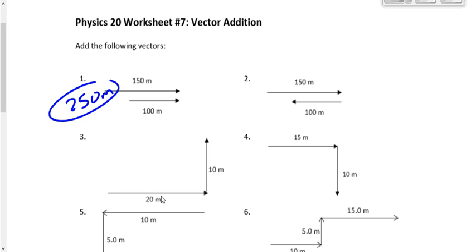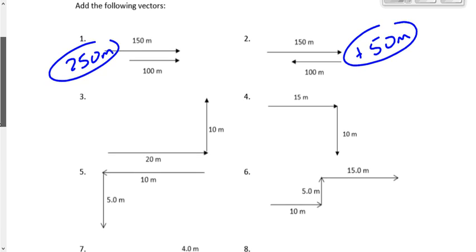Now, number 2, this is a little bit harder. You didn't do this in grade 1. When we're adding 150 to the right and 100 to the left, or 150 plus negative 100, that gives us positive 50 meters. That was more like, I don't know, grade 5 or grade 6 vector addition. Again, you still didn't call it vector addition, but that's what it amounts to when you're adding a positive and a negative together.